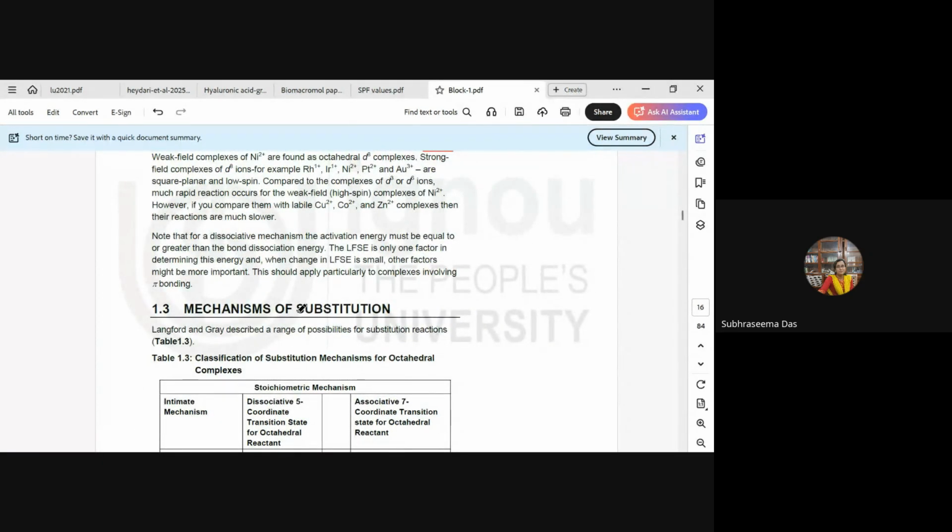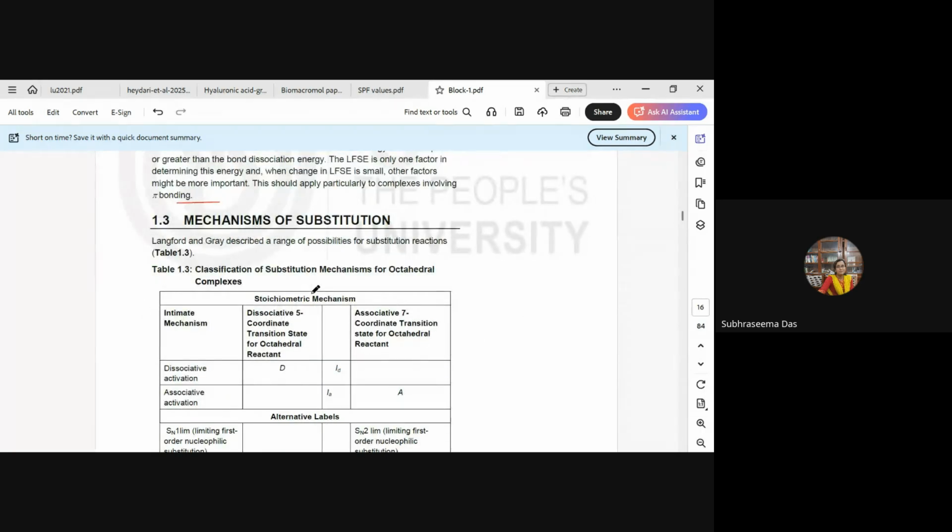So we should also remember that for a dissociative mechanism, the activation energy must be equal to or greater than the bond dissociation energy. So the LFSE is only one factor in determining this, and when the change in LFSE is small, other factors are also very important. And one of the important factors is the pi bonding that is involved in the reaction.